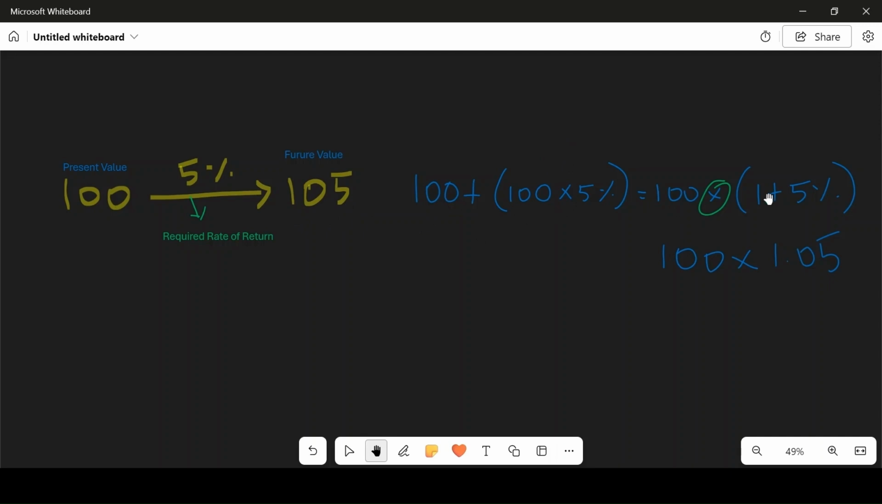I have written in a different format. 100 I have taken as a common. So it will be 1 plus 5%. So 100 multiplied by 1.05. Here, the interest rate is interpreted as required rate of return. Let us see another example.